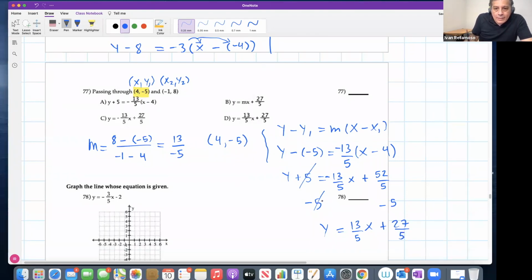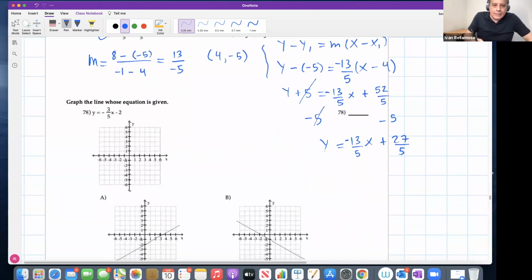If you don't want to use the calculator, you can get the LCD, which is 5, and multiply this by 5, top and bottom here, and then get 25 plus 52, the subtraction is 27, right? So you will get it one way or the other. Very good, guys. This is negative. Don't forget, be careful with the slope, right? So the choice that you have to pick there should be this one, right? Minus 13 over 5 times x plus 27 over 5.